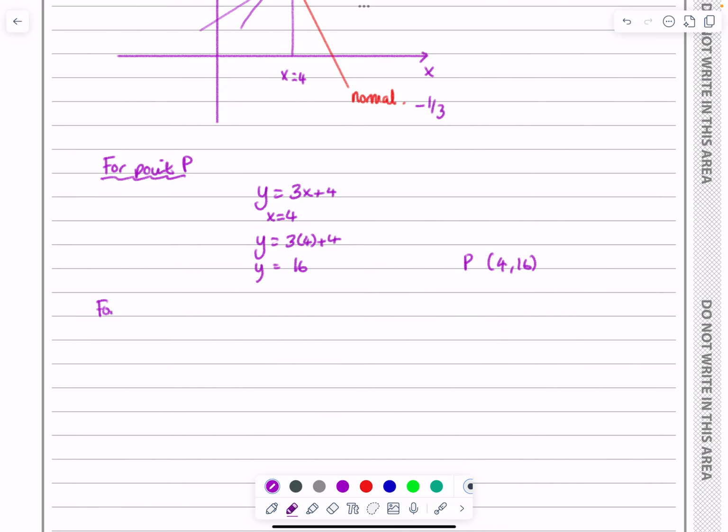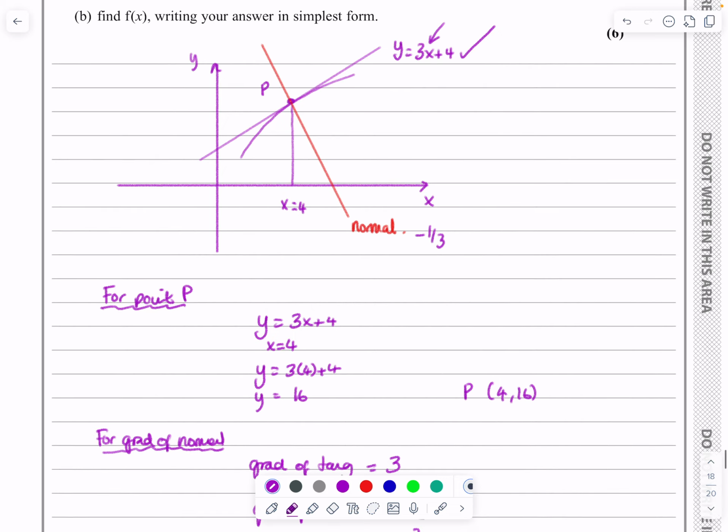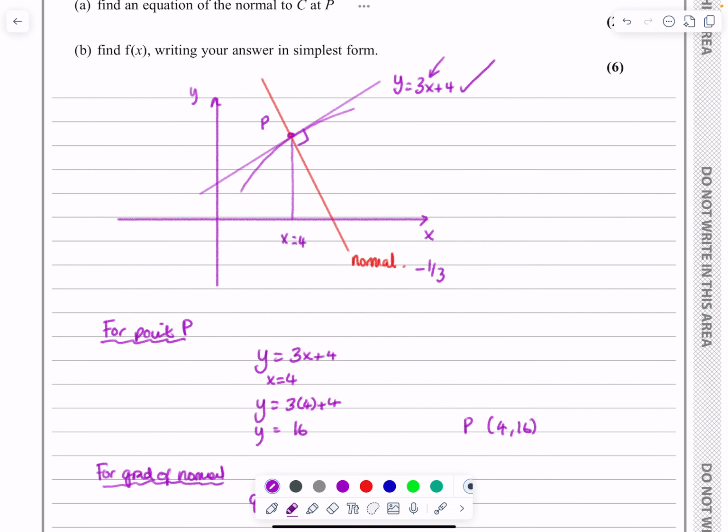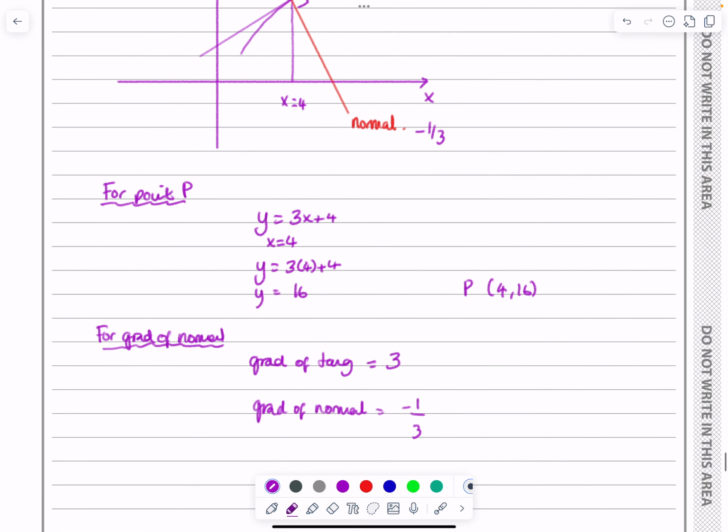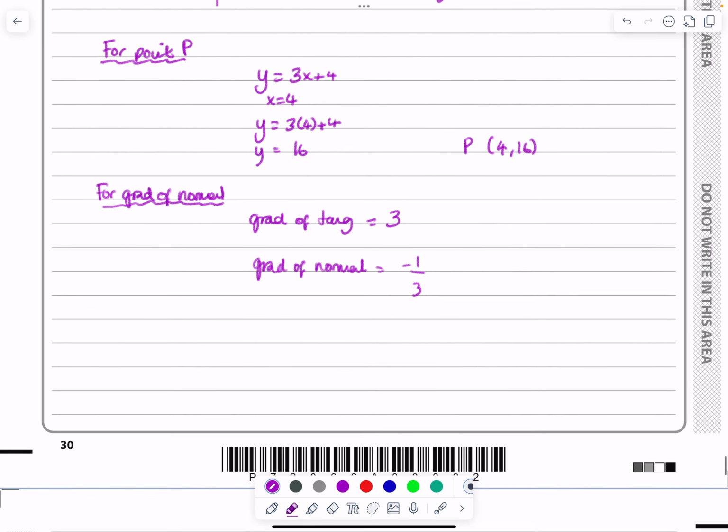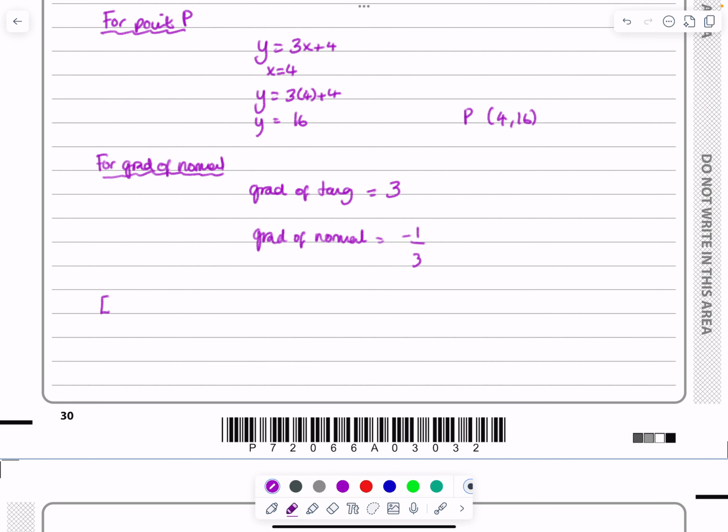And for the gradient of the normal, if I'm working that one out, well, the gradient of the tangent, because it's y equals mx plus c, is just 3. So the gradient of the normal is minus 1 over that. Perpendicular lines, remember, the tangent and the normal are perpendicular to each other. The gradient is minus 1 over the other one. So I can work out the equation of the normal. I've got everything I need to do that one.